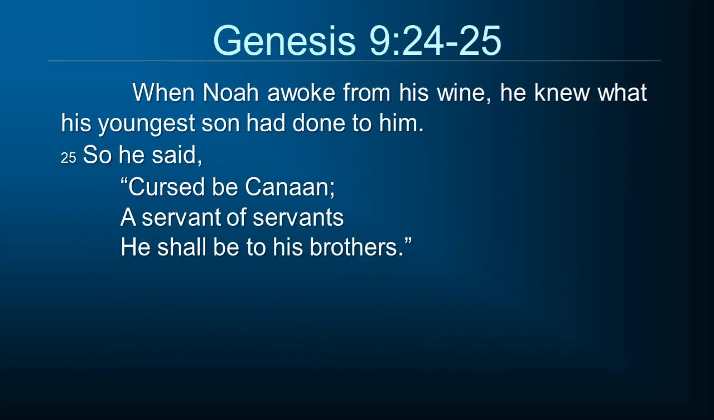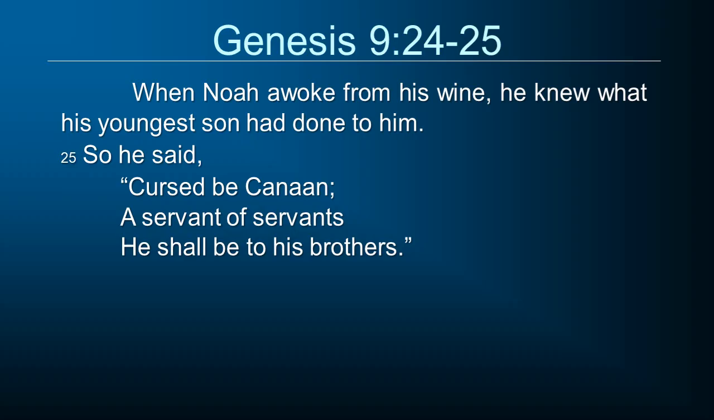Verse 24, when Noah awoke from his wine, he knew what his youngest son had done to him. He knows about this dishonor. So he said, cursed be Canaan. Now he doesn't curse Ham. I'm not sure why. Maybe it's because God had already blessed Shem, Ham, and Japheth as they came out of the ark. And you don't curse somebody that God has blessed. But he does curse Canaan.